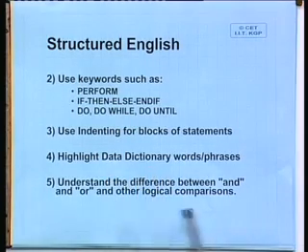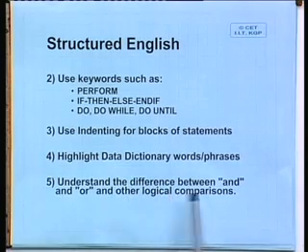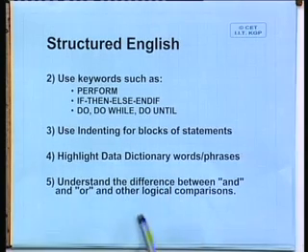Then understand the difference between and, or and other logical comparisons for less than, equal to, or less than, alright. Basically and, or, they are very different. If you conjunct two blocks by and, it essentially means both should be satisfied, or means any one may be satisfied. So, it can be a totally different structure altogether.